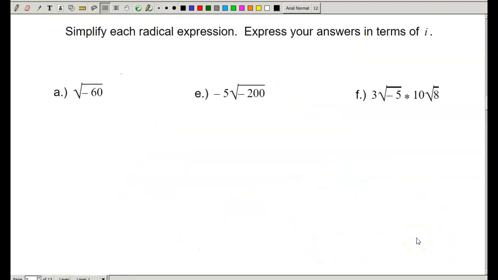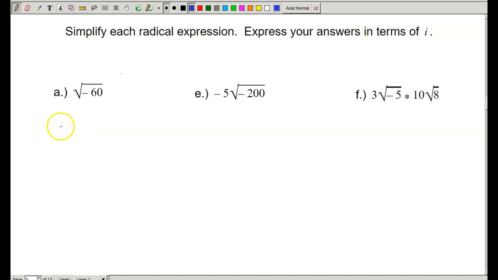All right, so with that in mind, I want you to practice that reducing of square roots. So here are some practice problems. All I want you to do is simplify each radical expression and make sure you express your answer in terms of i. So if you want to pause the video and try some of these, and then we'll go through it. So part A, root negative 60.